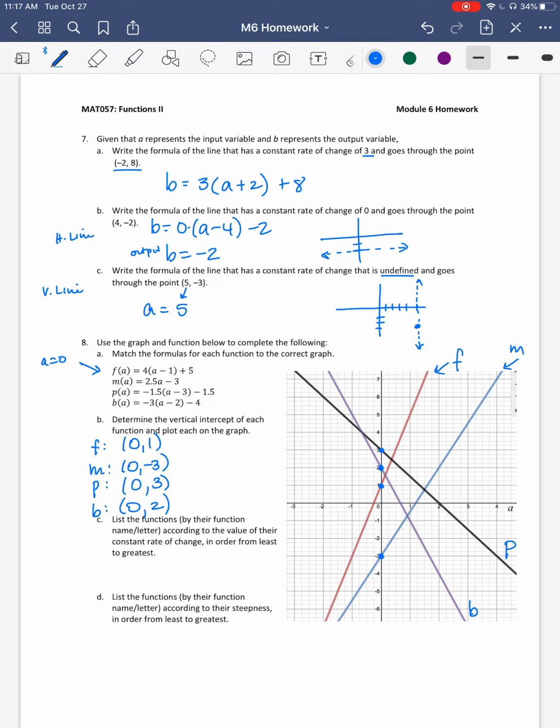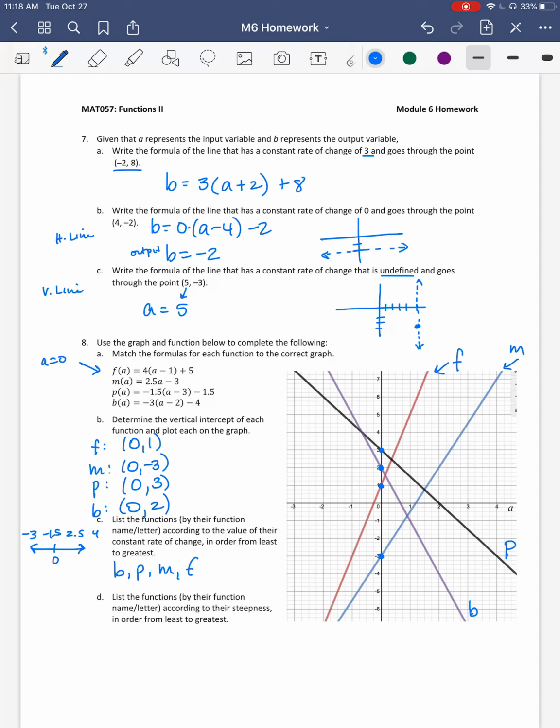For part C, it says to list the functions by their function name or letter according to the value of their constant rate of change in order from least to greatest. And so what that essentially means is I have a number line and I want to list from least to greatest. So the smallest my rate of change is -3, then -1.5, then +2.5, and then 4. So I just need to write those. So B, P, M, and then F.